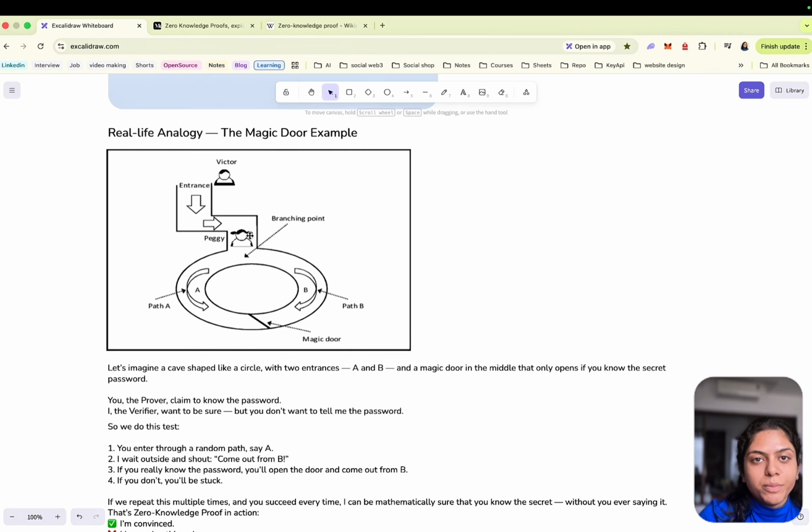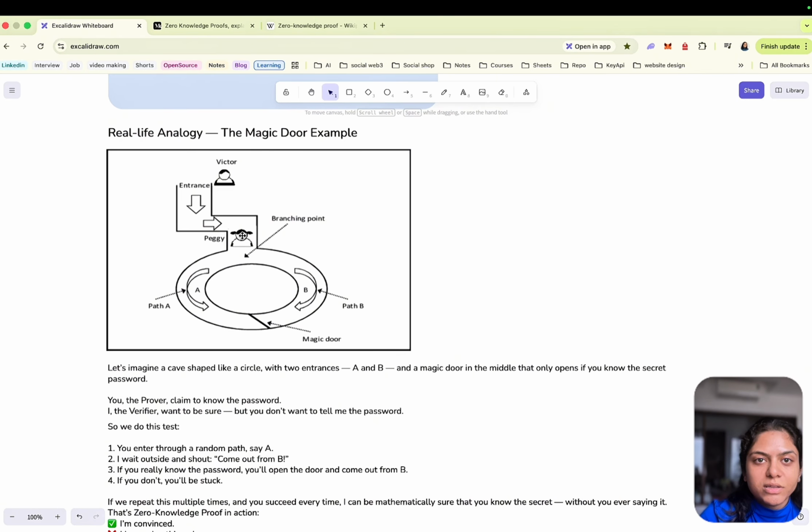So Peggy enters through a random path, like path A, and Victor waits outside and shouts for her to come out from B. If she goes in path A and wants to come out from path B, then she has to know the password of that magic door. If Peggy really knows the password, she opens the door and comes out from B. If she doesn't, she will be stuck there, because Victor sees she went in from A, and if she comes out from B, then she knows the password.